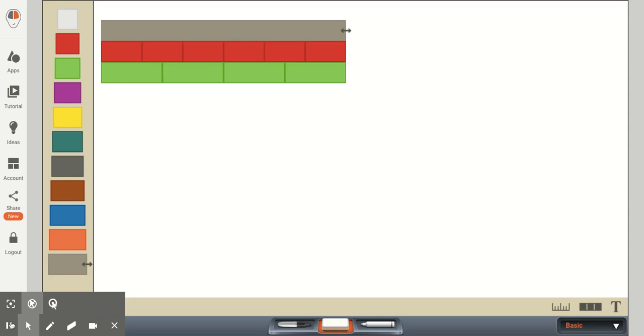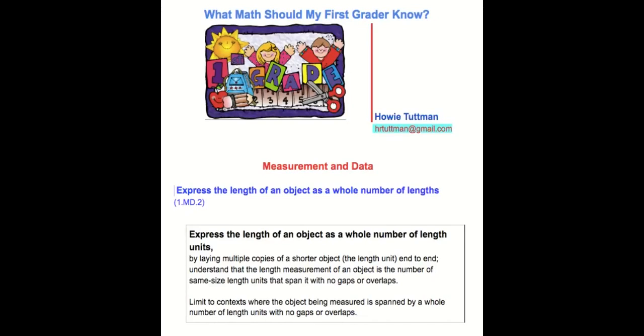If you're interested, here is the complete standard that this video expressing the length of an object as a whole number of lengths is based upon. Express the length of an object as a whole number of length units by laying multiple copies of a shorter object, the length unit, end to end. Understand that the length measurement of an object is the number of same size length units that span it with no gaps or overlaps. Limit to contexts where the object being measured is spanned by a whole number of length units with no gaps or overlaps.